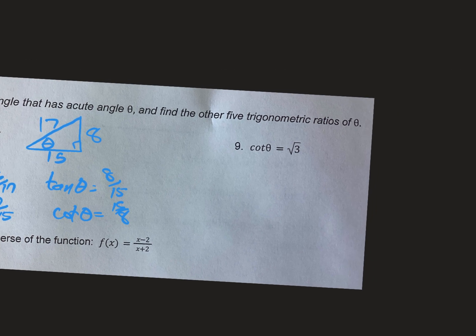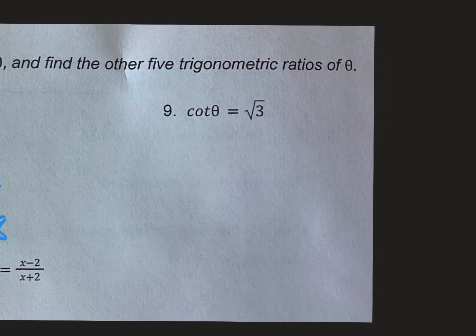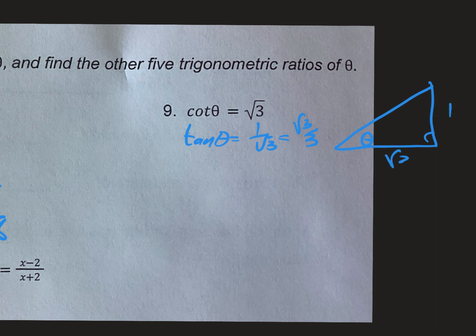Number 9, cotangent. Now here's the deal about cotangent. If cotangent is square root of 3, that means tangent is 1 over the square root of 3. And that's important, but I'm going to go ahead and change that to square root of 3 over 3. I'm going to draw my triangle using tangent. So there's theta down here. Remember, tangent's opposite over adjacent. So opposite is 1, adjacent square root of 3. And I got that from that first value.